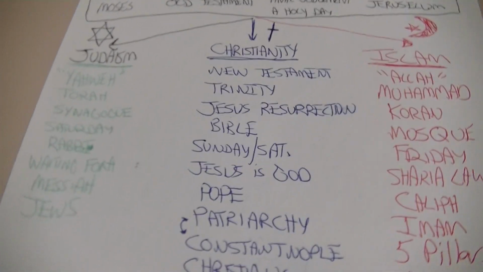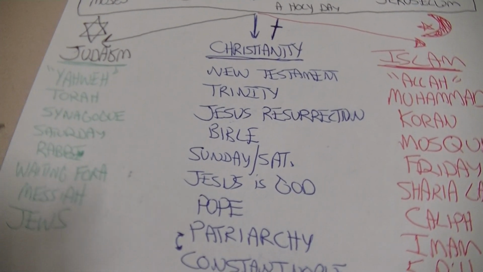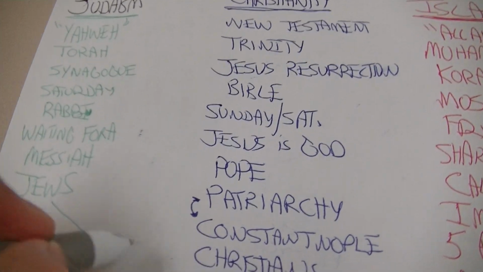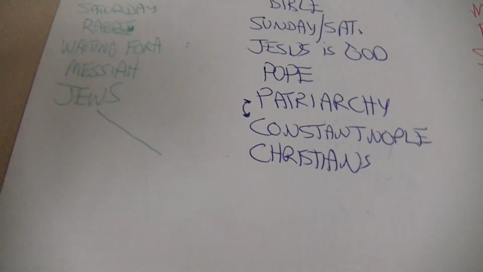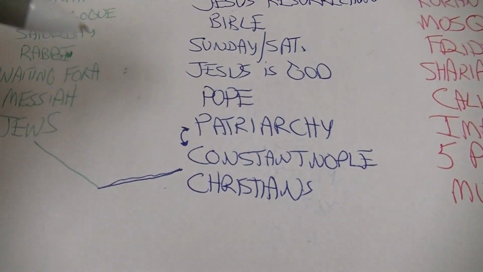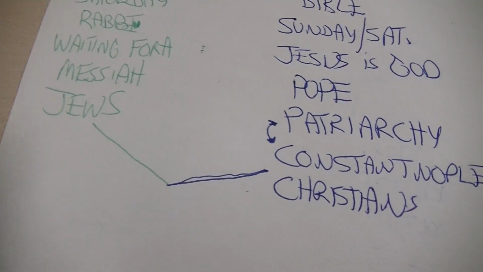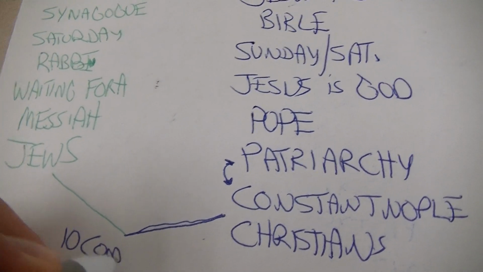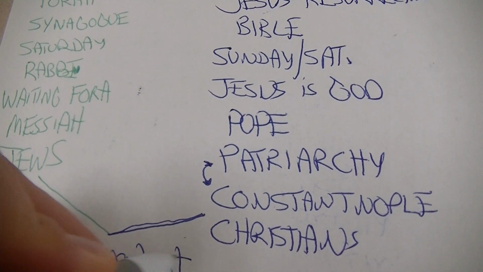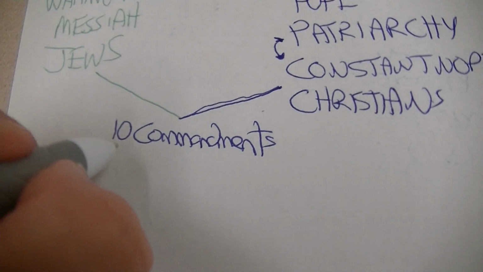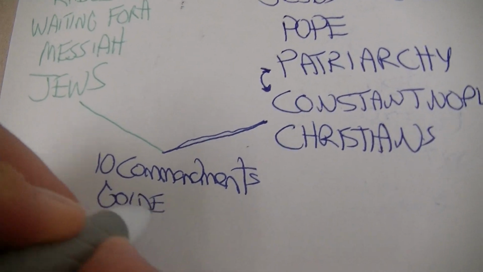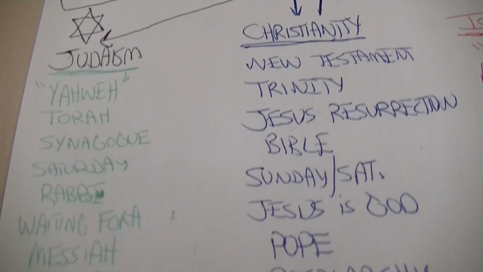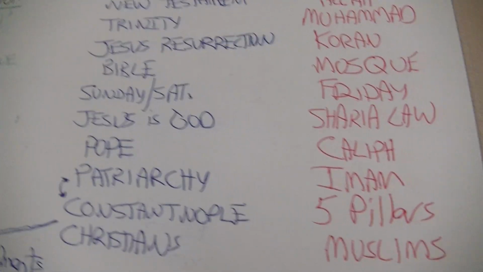Now, what I want to do is I want you to see what Judaism and Christianity have that are the same. Judaism and Christianity have the same. So they both, all right, look at the Ten Commandments as important. It's what they have in common, okay? They also have the Golden Rule. And again, there's more to it that they have in common.